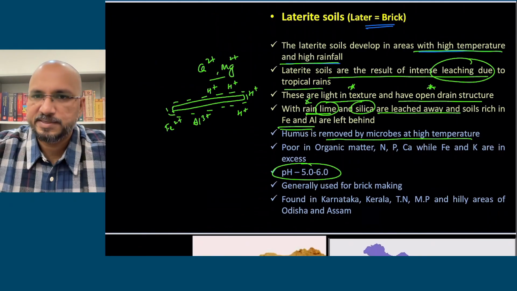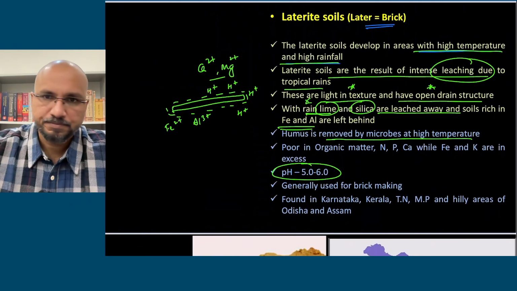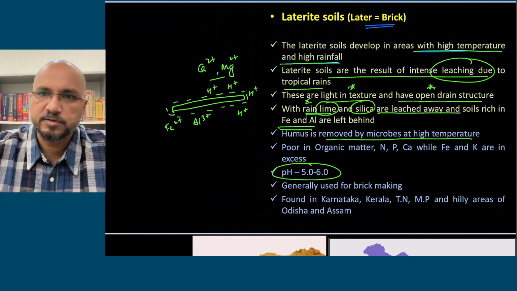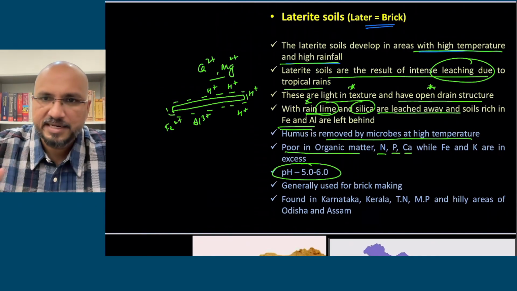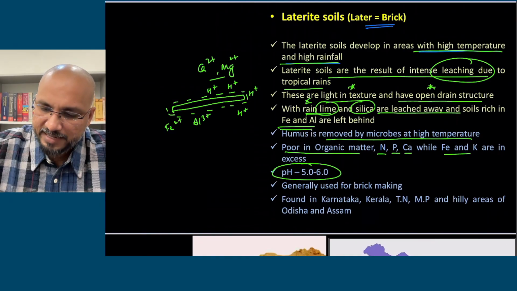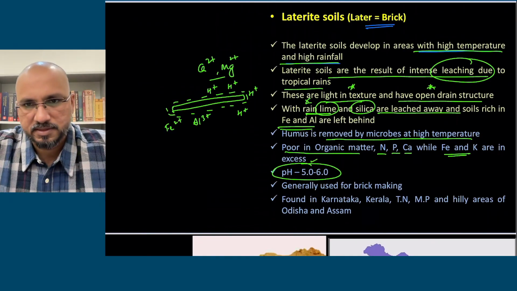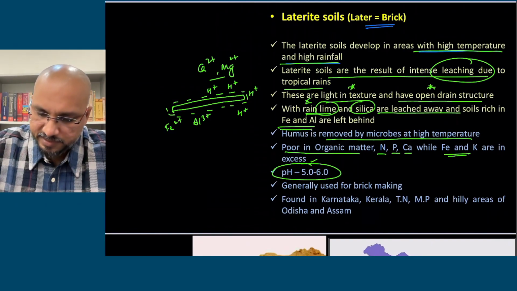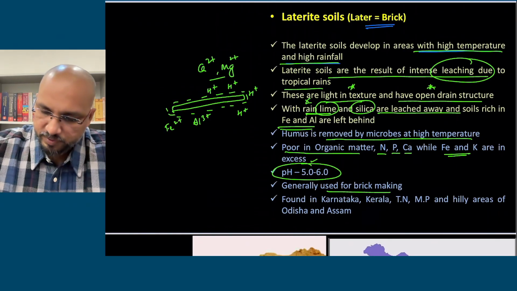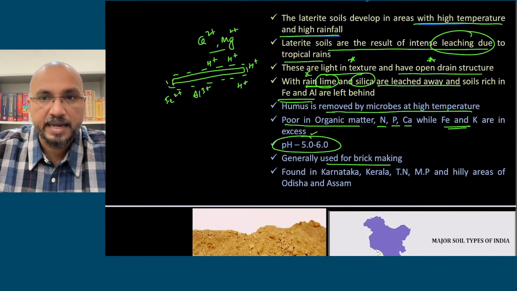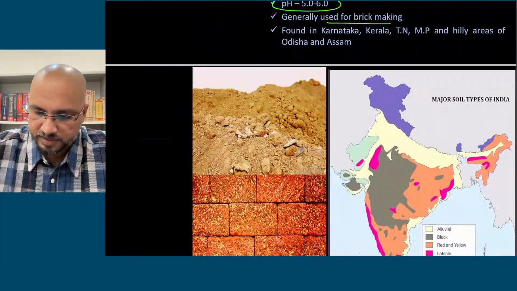तभी तुमको tropical areas में organic matter ज़्यादा नहीं मिलता है, though vegetation is high but organic matter will be decomposed quickly because of high temperature. So poor in organic matter, poor in nitrogen, phosphorus, calcium, they are easily leached away. Okay, while iron and potassium are in excess, so they are generally low in pH. तो acidic soils हैं, generally used for brick making, इसलिए उसको laterite soil बोलते हैं. They are generally found in Karnataka, Kerala, Tamil Nadu, MP, hilly areas of Odisha and Assam.